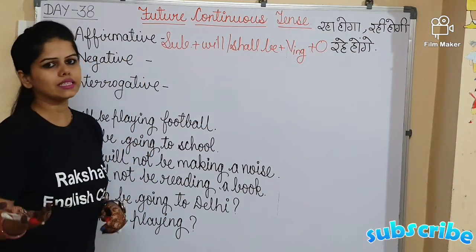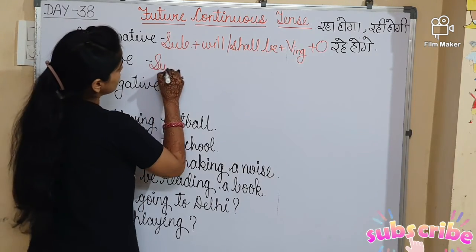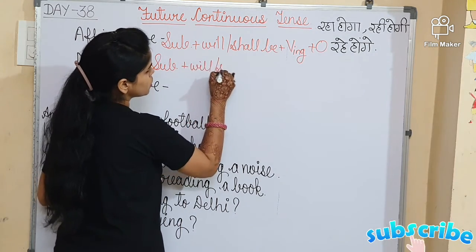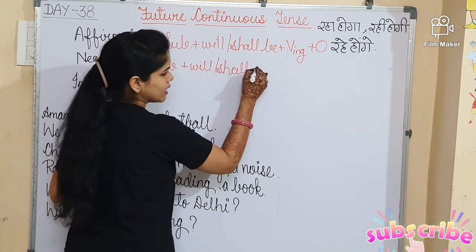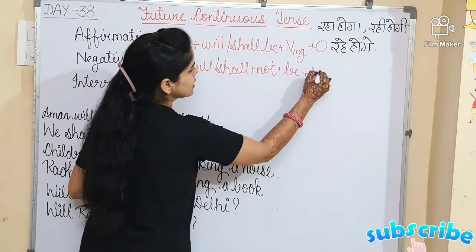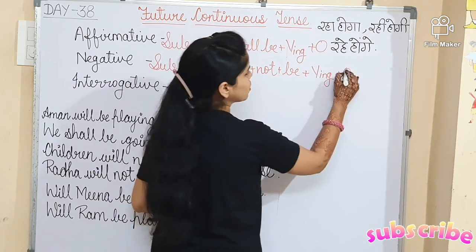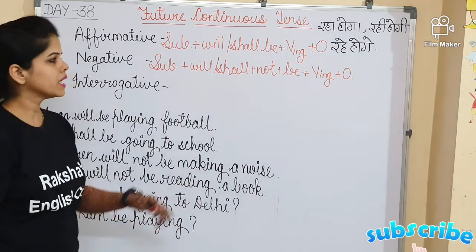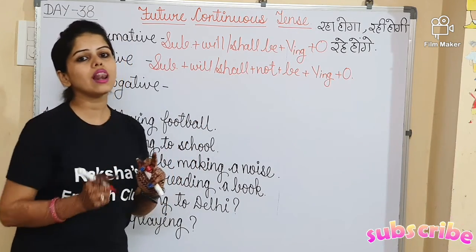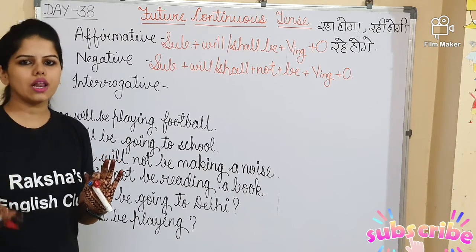देन इफ इट इज नेगेटिव मींस नो मींस नॉट वर्ड विल कम. सो व्हाट विल बी द स्ट्रक्चर. सब्जेक्ट प्लस विल और शैल, देन हियर नॉट विल कम इन बिटवीन, देन बी, देन वर्ब इन द आईएनजी फॉर्म एंड देन योर ऑब्जेक्ट. ओके, नाउ हियर not is coming in between will or shall and be. Okay, will not be, shall not be.